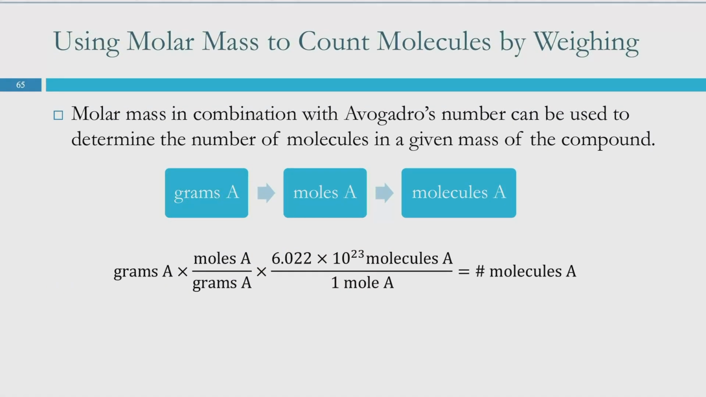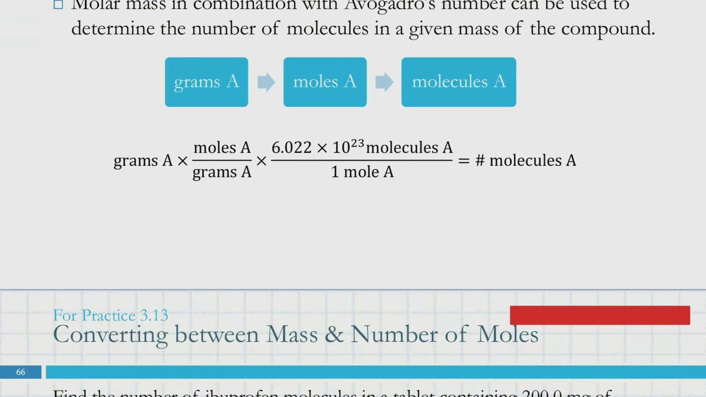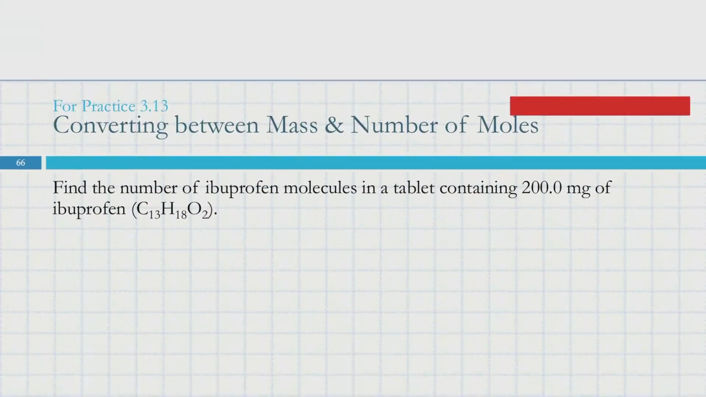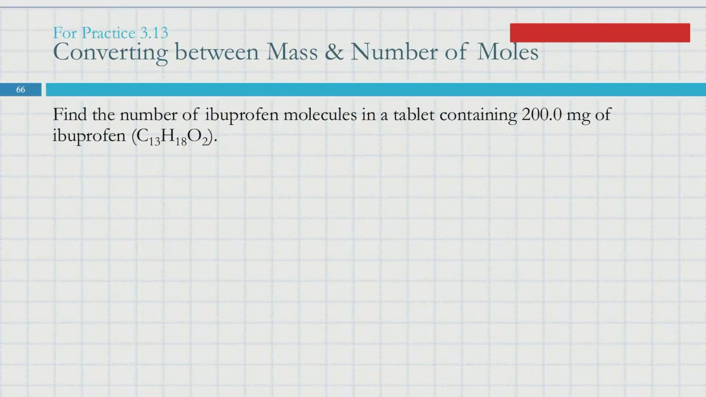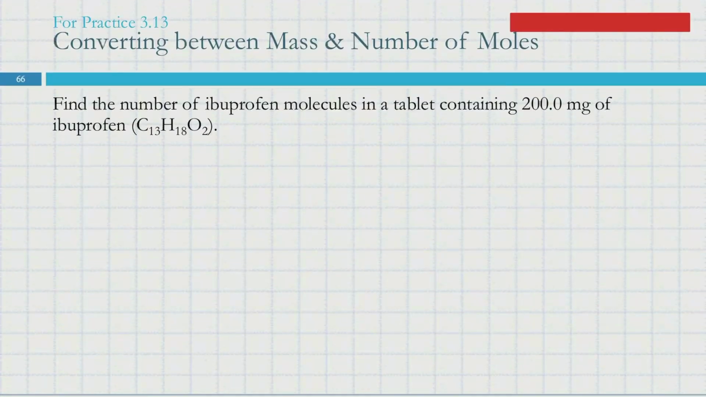Okay, so something we can do with molar mass is we can count molecules by weighing or massing them. So in combination with Avogadro's number, we can use this to determine the number of molecules in a given mass, just like we determined the number of atoms in a given mass. So for example, we want to find the number of ibuprofen molecules in a tablet containing 200 milligrams of ibuprofen.